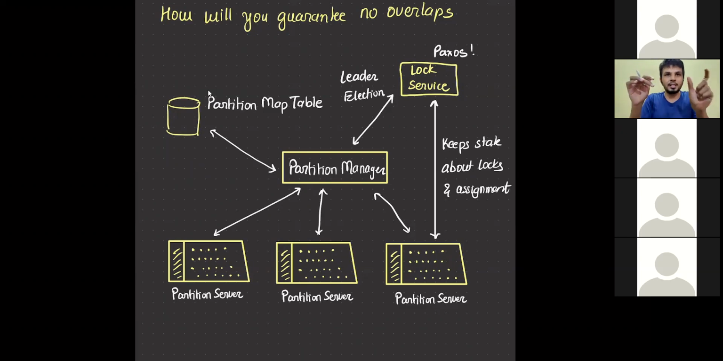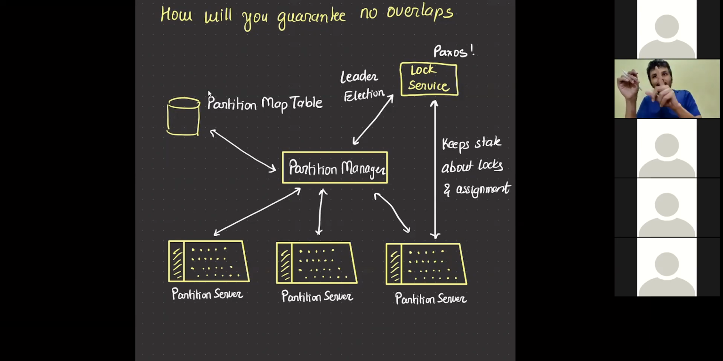So partition manager would then... okay, one more thing, leader election. This partition manager is not just one machine, by the way. Partition manager is also a set of machines, out of which one is the master and all the others are replicas. Who is the master is also decided by that lock service, which runs Paxos. So the leader election algorithm kicks in there as well.